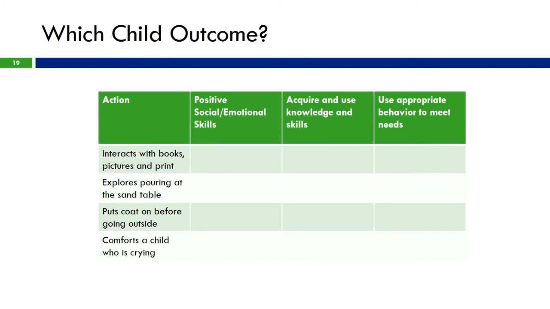Now it's time for a little practice. Either individually or with a partner or two, take a few minutes to look at each of the actions described in the first column and determine which of the 3 outcome areas that action might represent. You will have about 2 minutes for this activity.